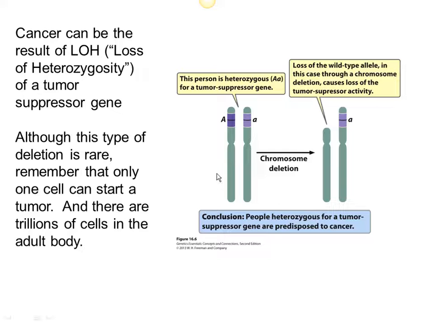And when you have a deletion that removes one allele and then a mutant allele on the other copy, this is usually called loss of heterozygosity, or LOH. That indicates that there was a deletion. You had a heterozygous individual, and then a deletion of the good copy of that gene led to a cell that has no good copy of that gene, and that cell would become the original cell that starts the tumor.